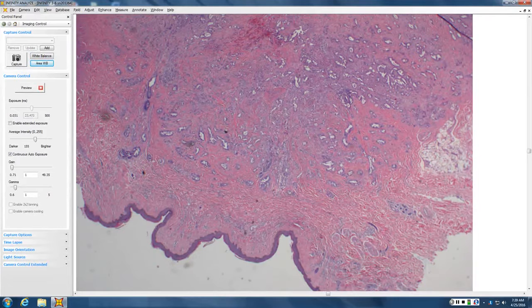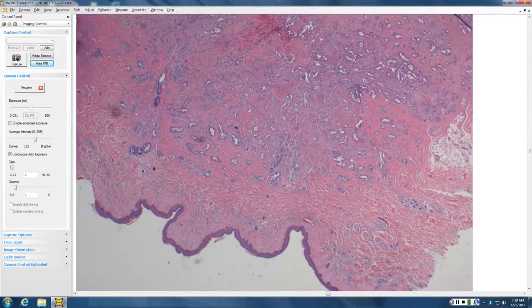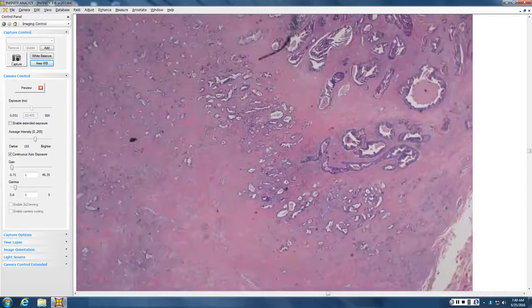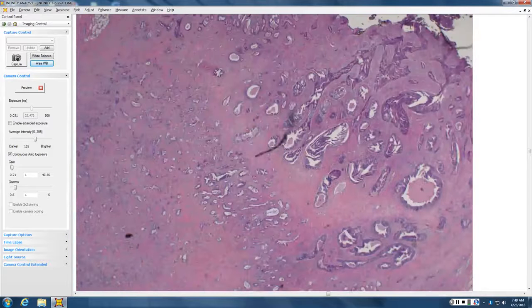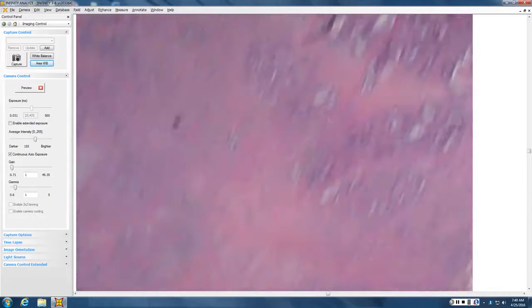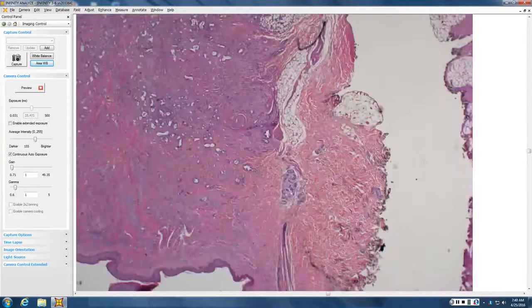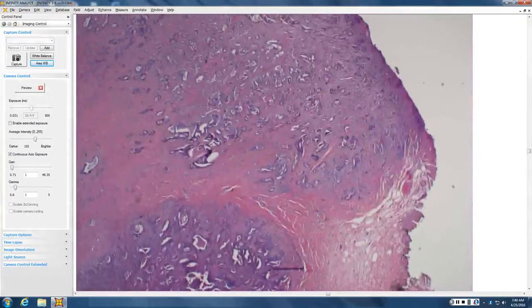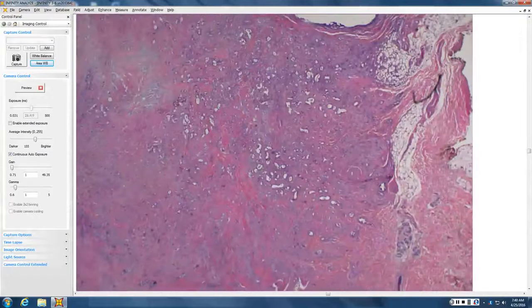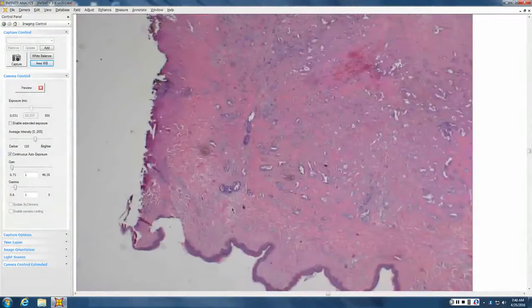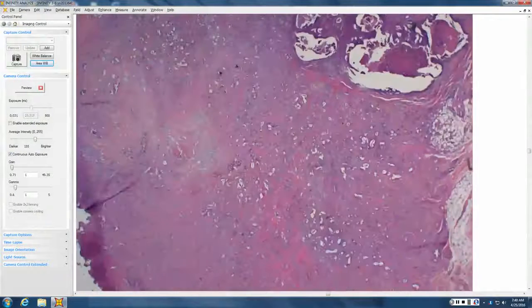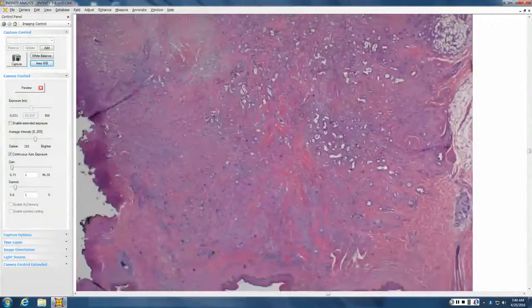Okay. So, Dan, you want to start us out? Sure. So, very interesting. This looks like a dermal process. Yep. There's quite a bit of smooth muscle in the superficial dermis, and there appears to be a neoplasm with gland formation and some coalescence as well.